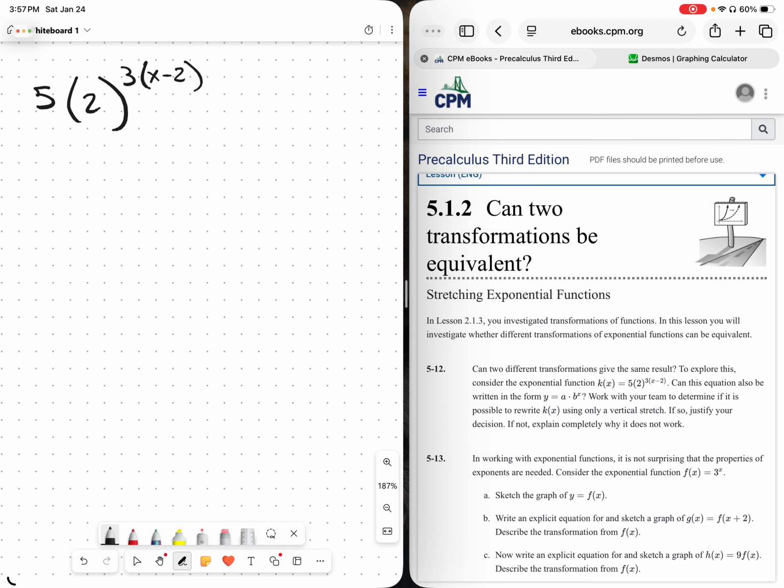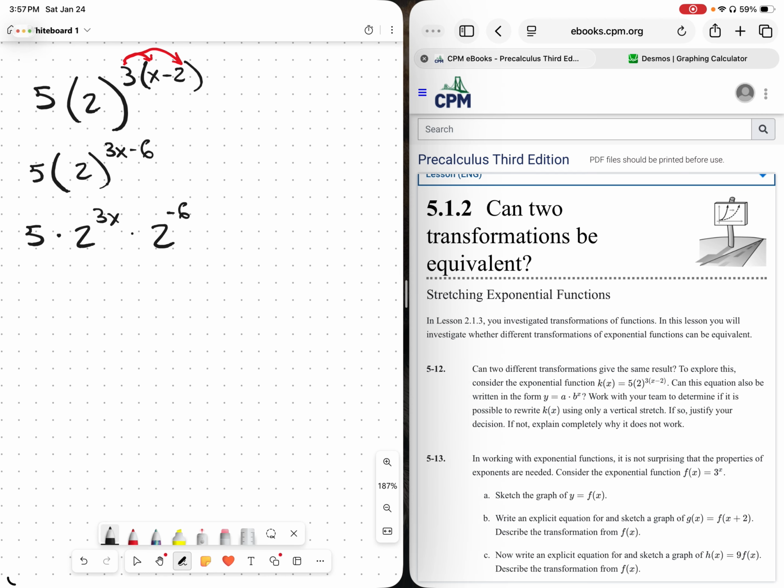What happens here? Well, the first thing almost everybody sees is, let's just distribute the 3. Sure, we can go ahead and do that. So 5 times 2 raised to the 3x minus 6. Then we have to understand our exponent rules. This is 2 to the 3x times 2 to the negative 6, because we add exponents when we have the same base.